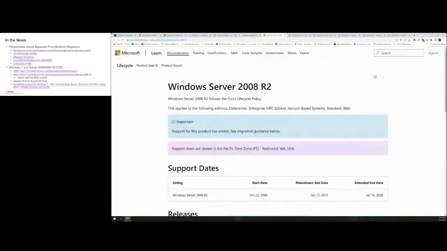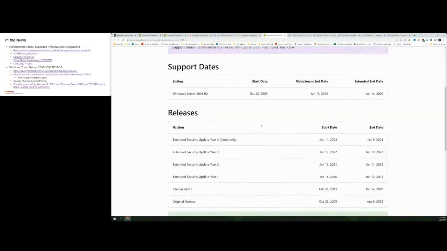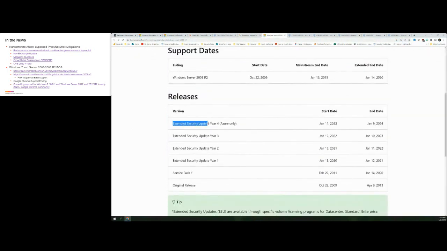For Server 2008, I pulled up the link for 2008 R2. If you look on the lifecycle page, there is an extended support update year 4. It is in Azure only. According to Microsoft's FAQ, that support is free, but you have to use the Azure update services to do it. So you're paying for the 2008 server to be in Azure. That's kind of Microsoft's payment for the continued support, but it requires the use of the Azure update service. So it's kind of forcing the updates to run, but you do get 1 more year if you choose to go that route.